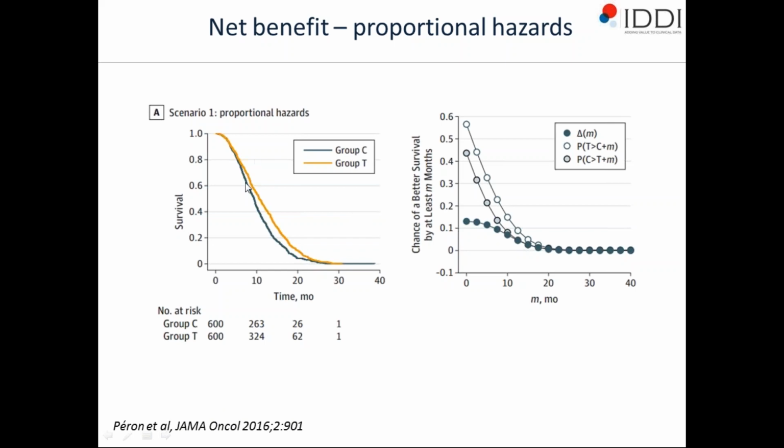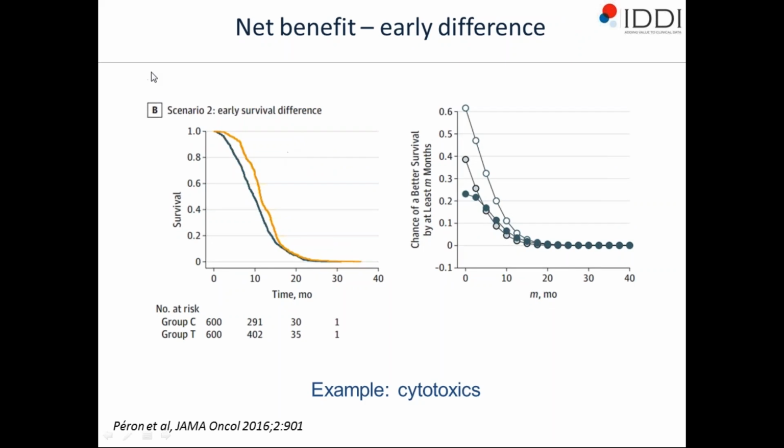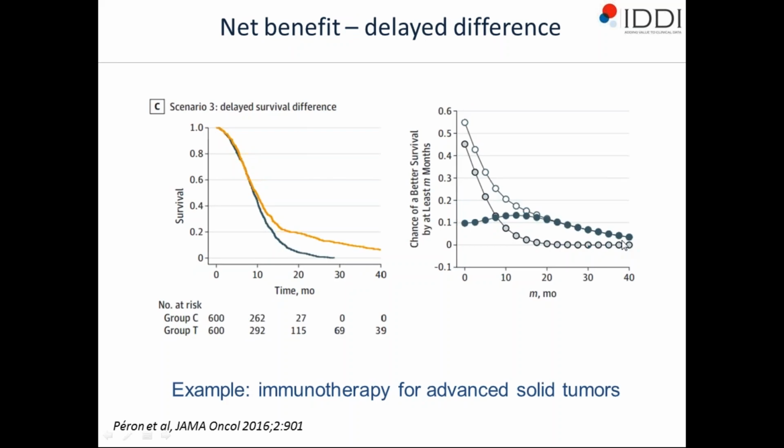issue of JAMA Oncology. We looked at different situations of proportional hazards and non-proportional hazards, and here we compare the survival curves to the chance of a net benefit, or if you like, the net benefit of the treatment. And what we see is that with proportional hazards, the net benefit starts at a given value and then goes down to 0. If we look at early survival differences, we start from a higher point for the same hazard ratio, and we also go to 0.